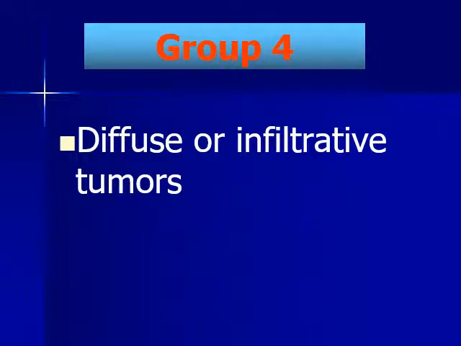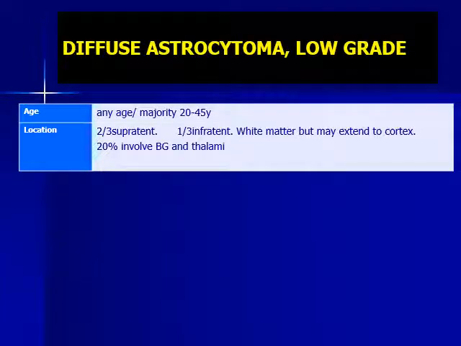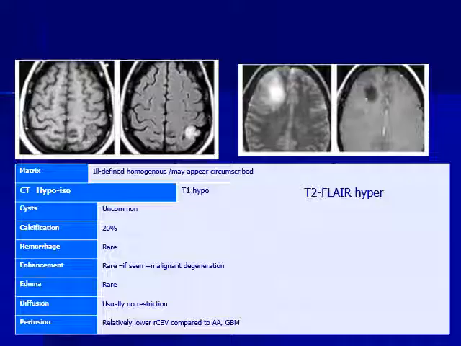Now we will discuss the 4th group, which is diffuse or infiltrative tumors. The first one is diffuse astrocytoma, or low-grade diffuse astrocytoma. It can occur at any age, the majority between 20 and 45. Two thirds are supratentorial, one third is infratentorial. Usually it affects the white matter, but may extend to the cortex. 20% of these diffuse astrocytomas may originate in the thalami or in the basal ganglia.